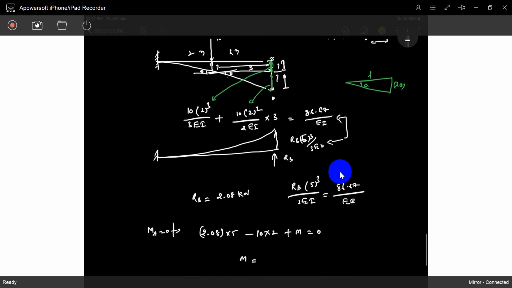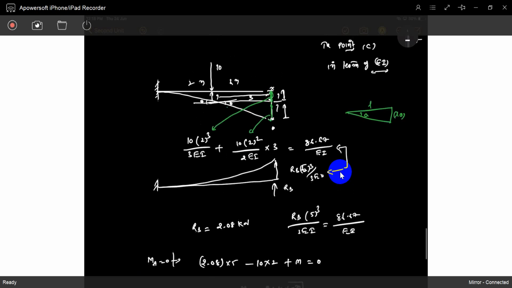So what is M? Use the calculator. 20 minus 2.08 into 5, minus 20. What is that? 9.6. That is 9.6 kilonewton meter. That's it.